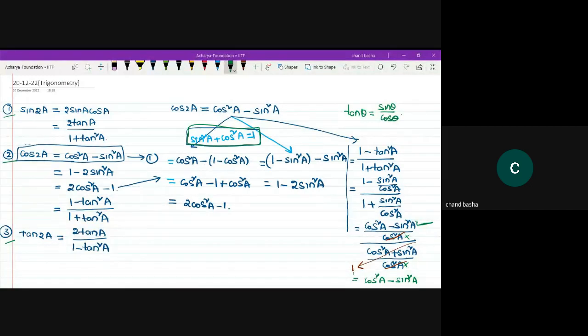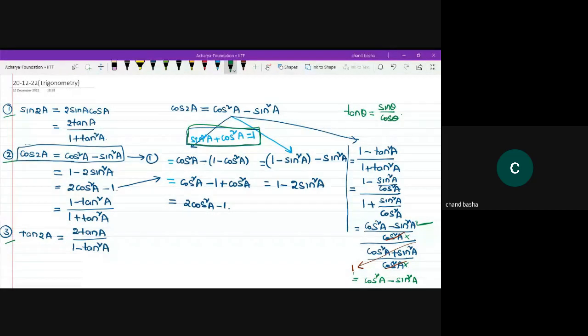The 3 points, even yesterday, the first point I proved by taking examples also, by putting some value in place of theta. Clear? Yes, sir.